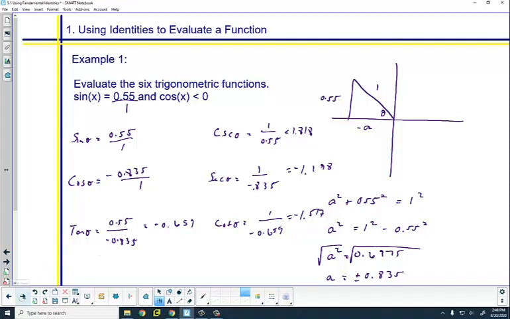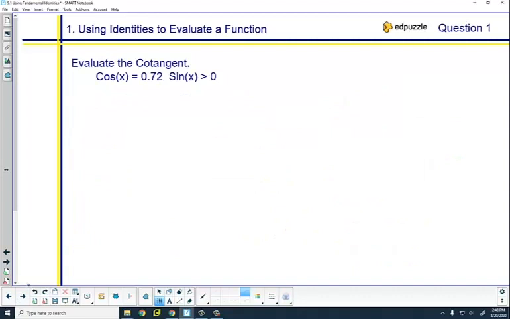All right, so here's your Edpuzzle question. Evaluate just the cotangent of this function. So there's a little bit of work you need to do. You need to figure out which quadrant you're in. You need to figure out what the sine is, and then you're going to tell me what the cotangent is. So this is going to take you a minute or so. Give it a try. I think you guys can do it.